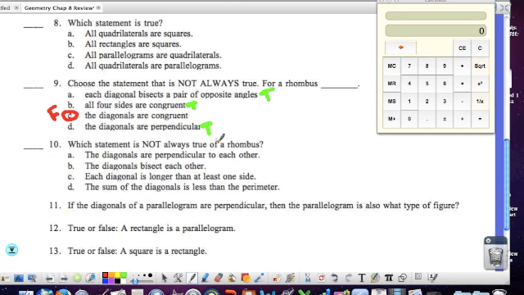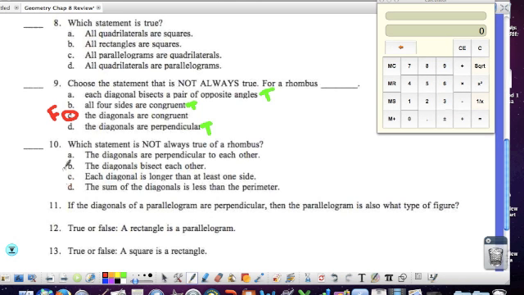Which statement is not always true of a rhombus? This sounds like the question we just had. Let's go through it. The diagonals are perpendicular to each other. That's always true. The diagonals bisect each other. That's always true because it's a parallelogram. A rhombus is a type of parallelogram. Each diagonal is longer than at least one side. And the sum of the diagonals is less than the perimeter.